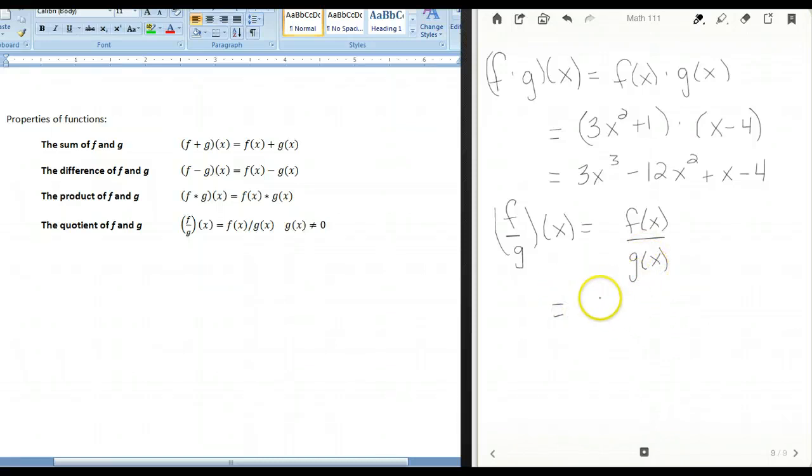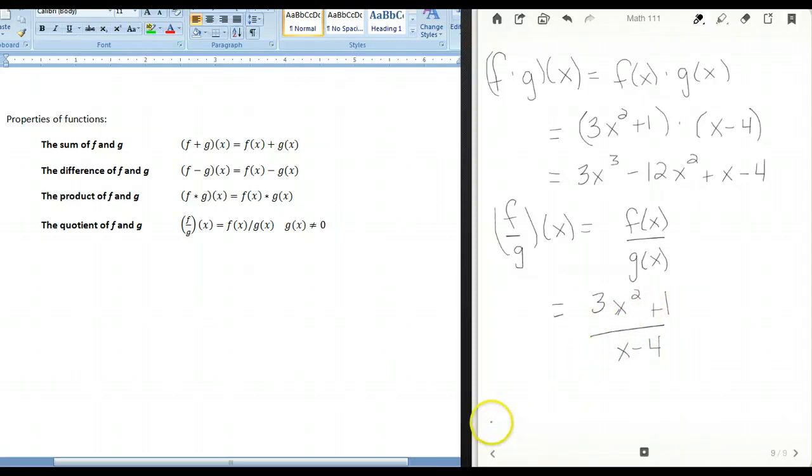Okay, so let's go ahead and do this. So this is 3x squared plus 1 in the top, divided by x minus 4 in the bottom. Okay, great. And so that's it, right? There, we can't do anything more with that. You can't cancel the x's because things are joined with addition and subtraction, so that's just finished, right?